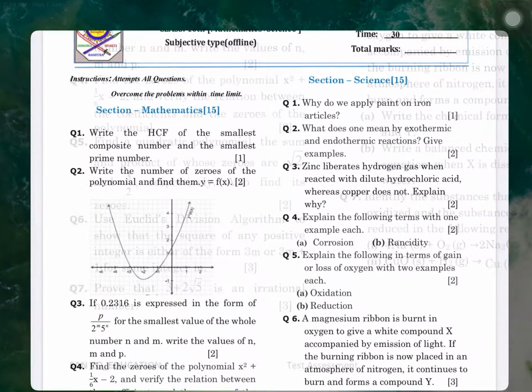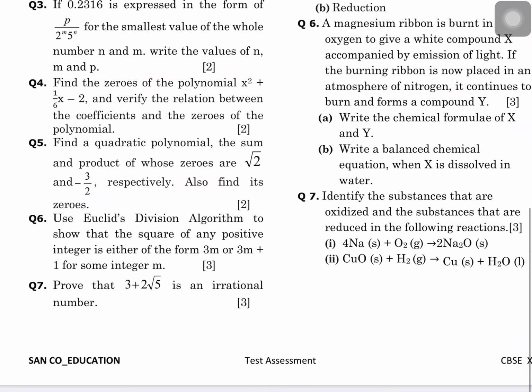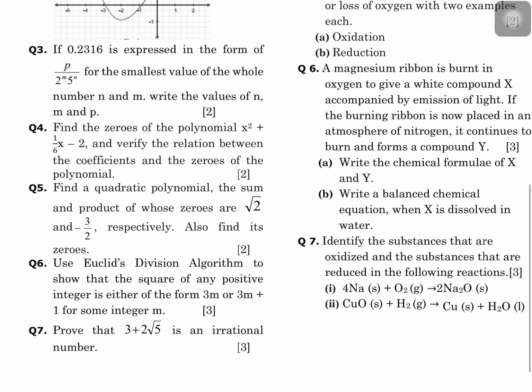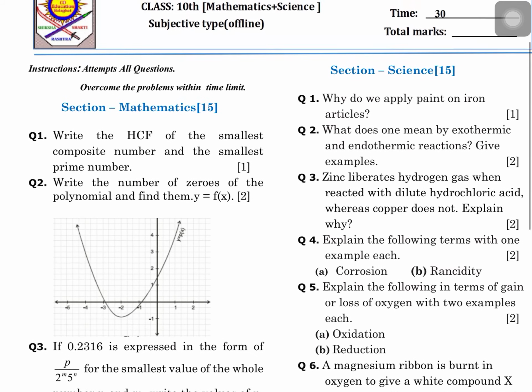So your maths section we have finished here. I took 45 minutes while explaining, but you should not take 45 minutes; you have to solve this within 20 to 25 minutes.